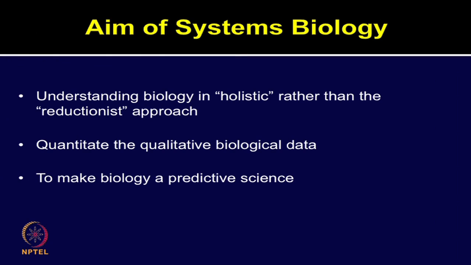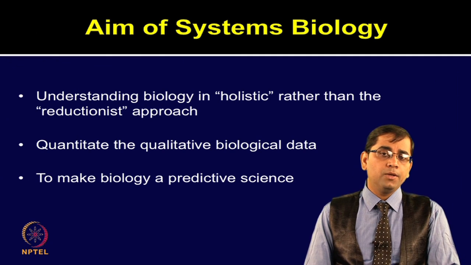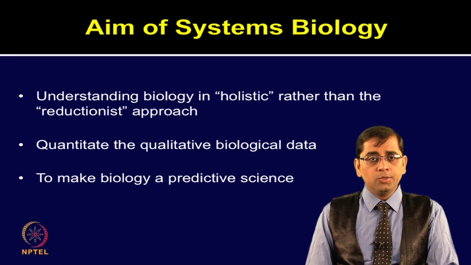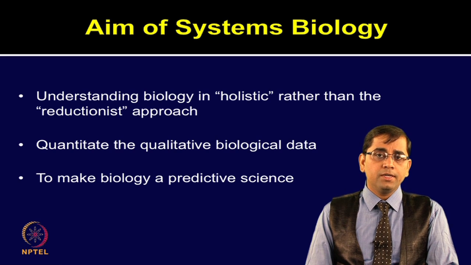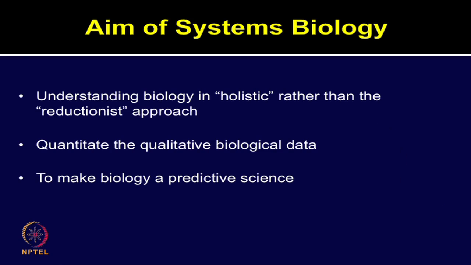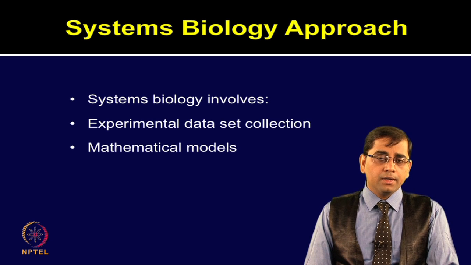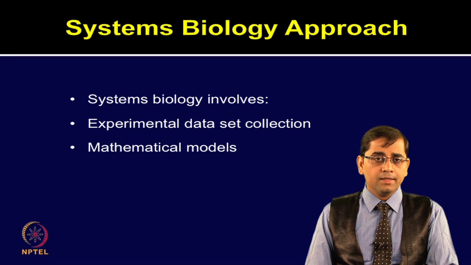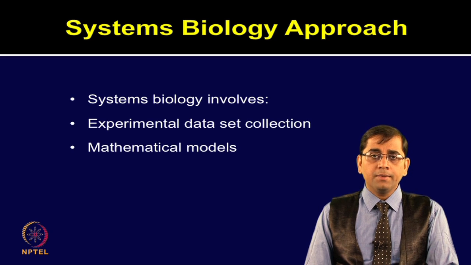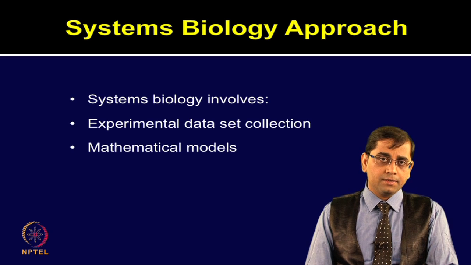So, what is the aim of systems biology? To understand the biology in a holistic approach rather than the reductionist approach. Systems biology aims to quantitate the qualitative biological data and provide some level of prediction by applying different types of computational methods. The systems biology approach involves first of all collection of large experimental data sets and then mathematical models to provide insight into some significant aspects of the data set.